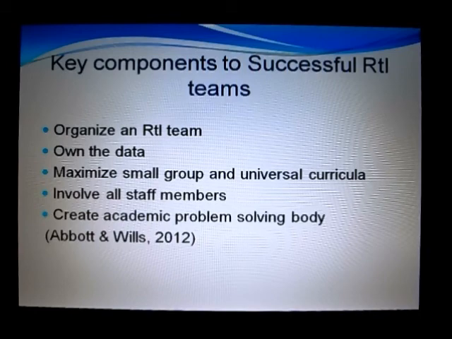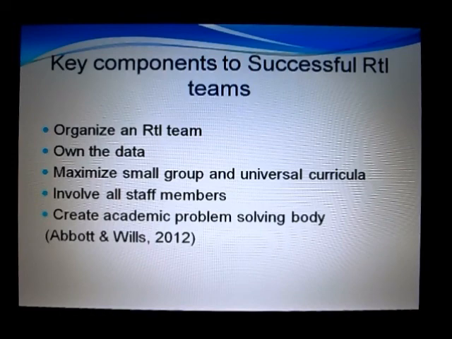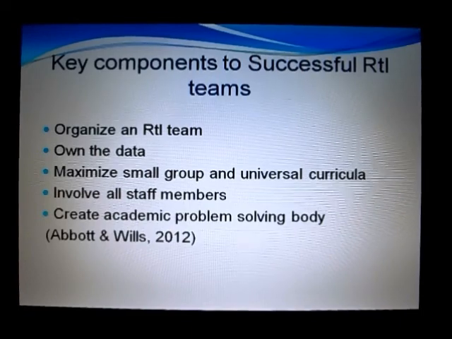And then the last one there is creating a cohesive RtI team that becomes kind of the school's academic problem-solving body. And I like that idea of having the team to go to when you're having those struggles. So even if it's not a time frame that's been allotted for the student's progress to be discussed, you have that problem-solving body that you can just take your information to that will help provide you with some guidance or information.